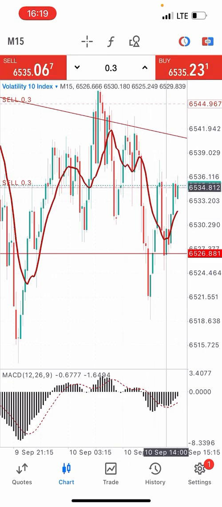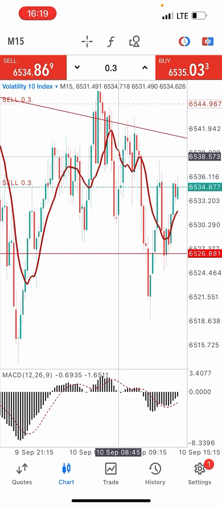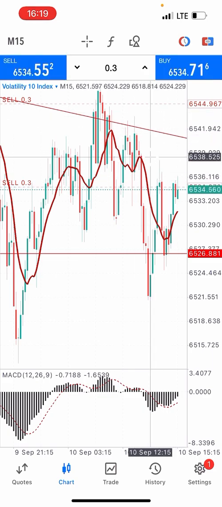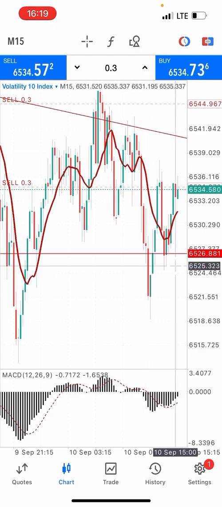So I just added this sell right here. The stop loss is not going to be more than this level, in case the market wants to move to the upside further. But I know it's going to drop down.